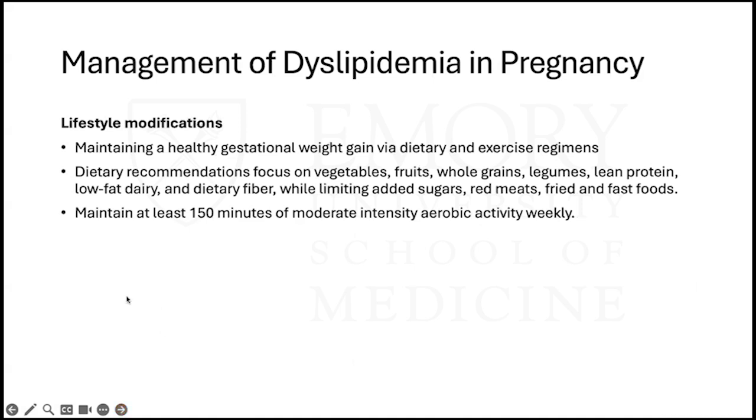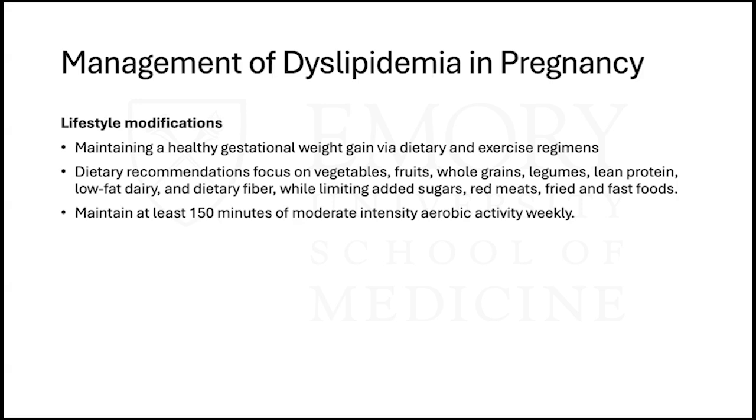One option, once you identify dyslipidemia in pregnancy, is lifestyle modification. This isn't different from any other patient who isn't pregnant. But essentially, we recommend maintaining a healthy gestational weight gain through both diet and exercise. For dietary recommendations, like all other patients, we should focus on eating more vegetables, fruits, whole grains, legumes, lean protein, low-fat dairy, and increased dietary fiber, while limiting added sugar, red meats, fried, and fast foods.